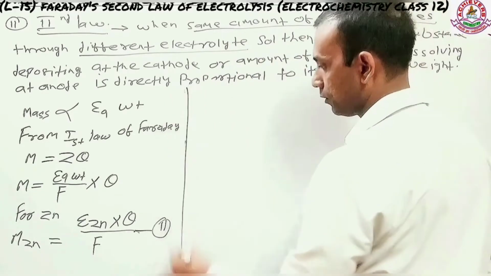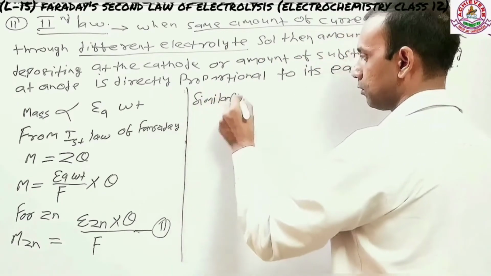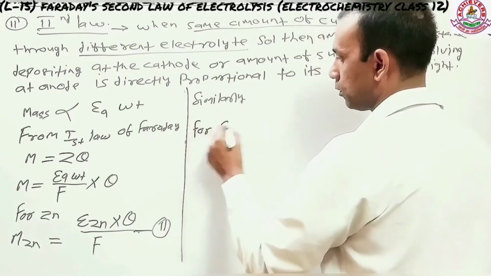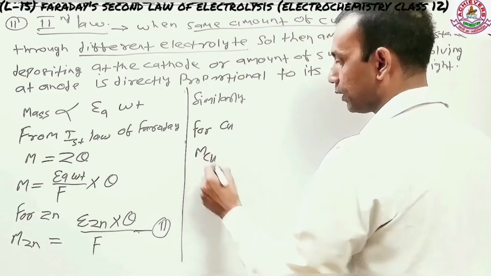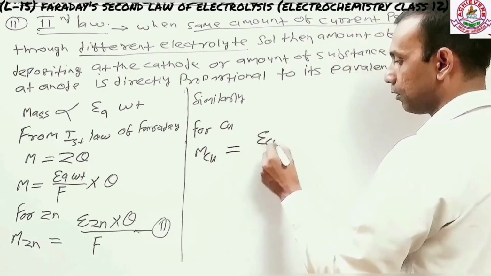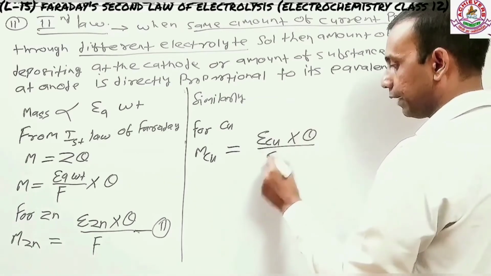Similarly, for copper, what is this going to be? Mass of copper depositing or dissolving is equal to equivalent weight of copper into Q divided by F. What F is, I repeat back.